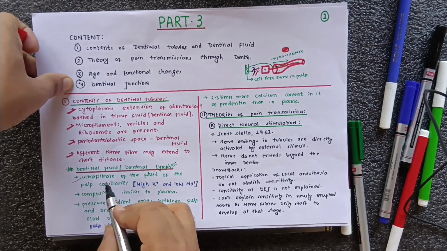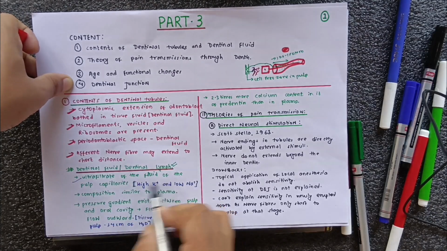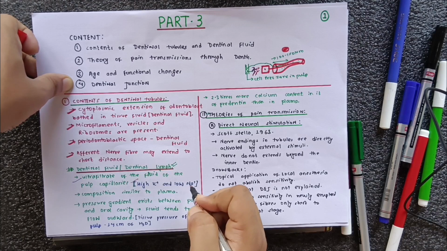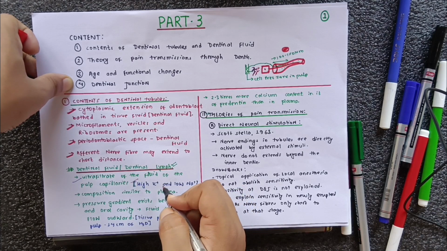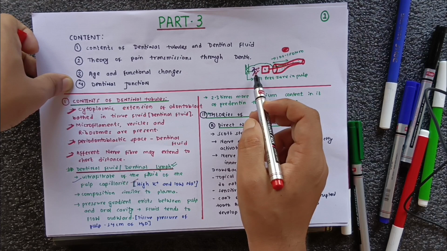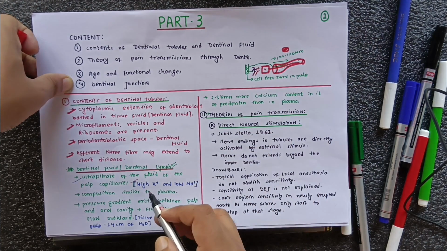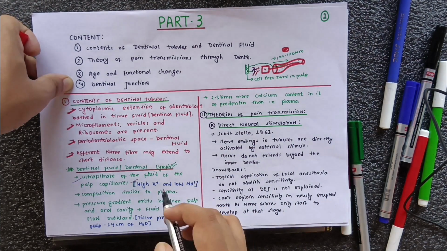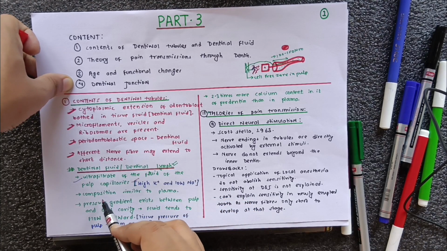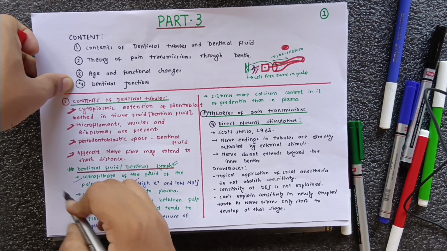So that is written here: this is the ultrafiltrate of the fluid of the pulp capillaries that is higher in the potassium level and lower in the sodium level. This is important here, you should remember this. It contains a higher concentration of potassium and a lower concentration of sodium. After that, I have written here that the composition is similar to that of the plasma.